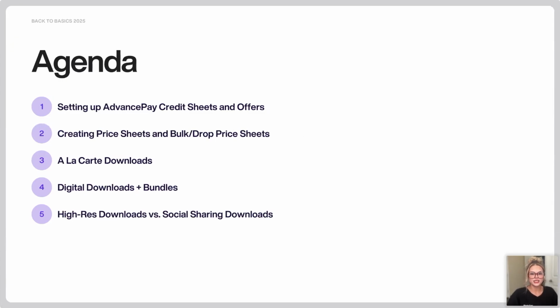All right, so on the agenda today, we're going to be going over setting up advance pay, price sheets, and offers. I'm going to be talking about how to use it, why you use it, how it works. We're going to go through creating price sheets, and we're also going to talk a little bit about bulk shipping and how you can use that. And then we're going to be covering downloads, the different ways that you can sell digital images, how you can create bundles of digitals for a discount, and then how to best use both different types of digital images that you can offer through PhotoDay.